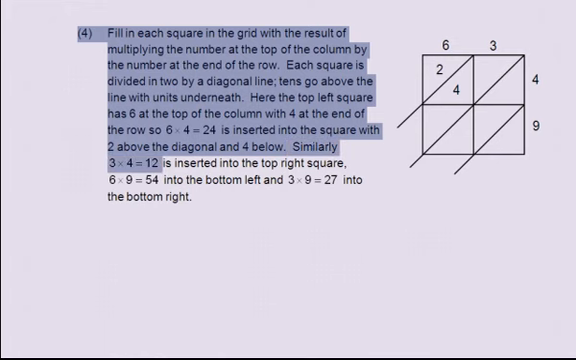Similarly, 3 multiplied by 4 equals 12 is inserted into the top right square. 6 multiplied by 9 equals 54 into the bottom left, and 3 multiplied by 9 equals 27 into the bottom right.